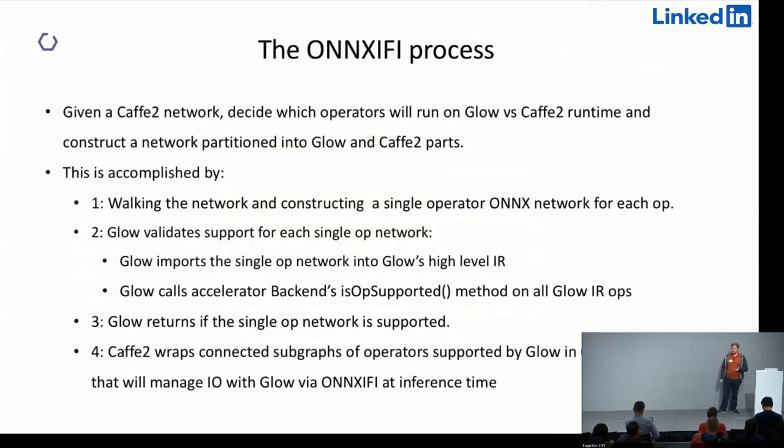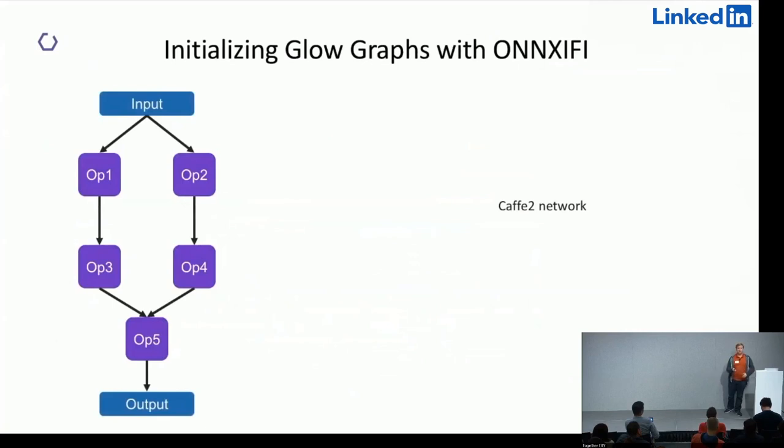And we do this with the following process. We first walk a given network, and for each operator in that network, ONNXIFI wraps it as its own single operator ONNX network and passes that into Glow, where Glow does a lightweight compile to determine if that operation is supported on your target backend. If it is, it returns up. If not, it returns non-supported. ONNXIFI then groups these operators together so you have connected subgraphs of what can run on the host and what can run on the card, and then passes the entire connected subgraph to Glow to compile and load on the card.